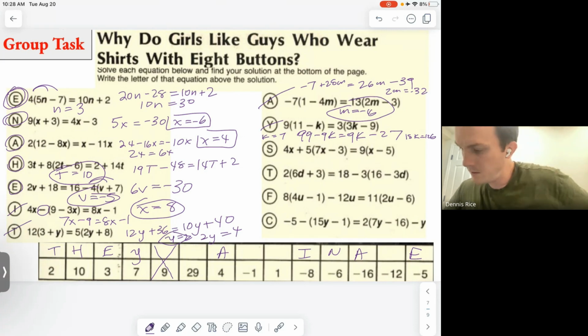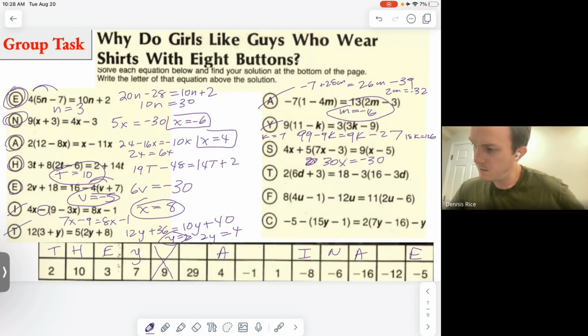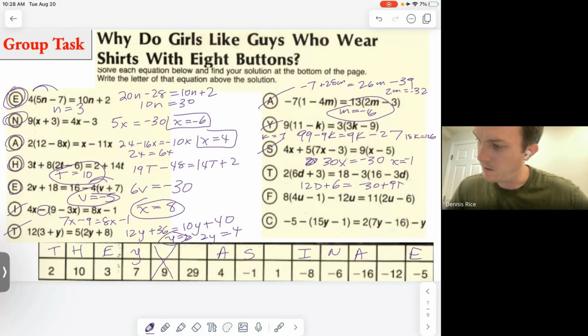35x. 26. 30x. Minus 15. Is that negative 1? Do not go this fast in your own time. 12d plus 6 equals 18 minus 48, negative 30, plus 9d. 3d equals negative 36, d equals negative 12.